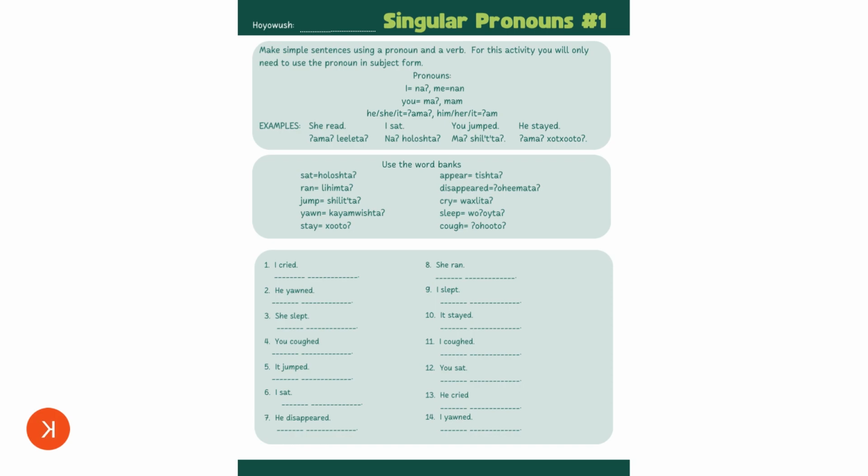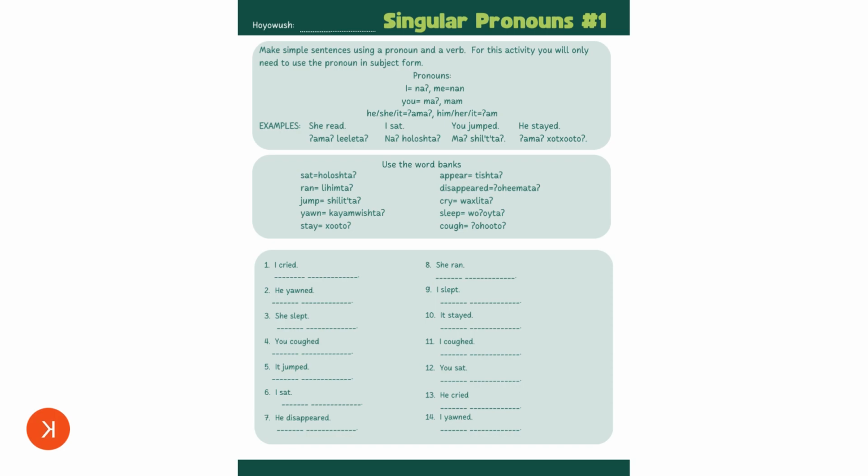Then, if you're talking to someone else, you would say ma if they're the subject, or mom if something is happening to them. So it says make simple sentences using a pronoun and a verb. For this activity, you will only need to use the pronoun in the subject form. So we're using na and ma in these.